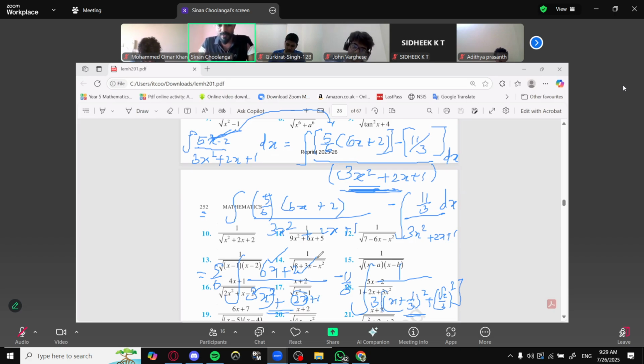You remember what is the first step? Numerator is equal to a times d by dx of the denominator, we wrote, no, plus b. Why did we do that? To bring this step. You got it? Okay. Now you have to see, if the derivative of the denominator is in the numerator, what is the answer?